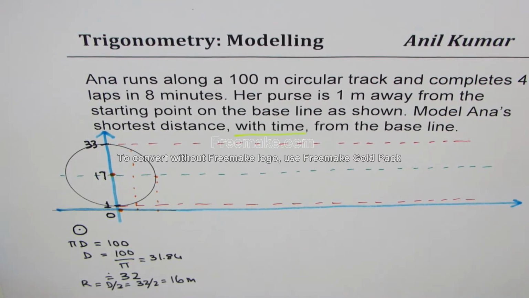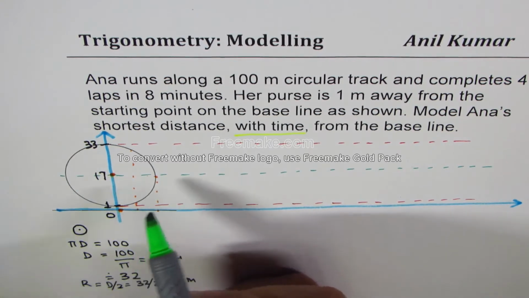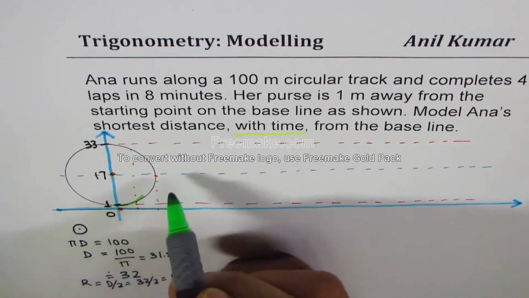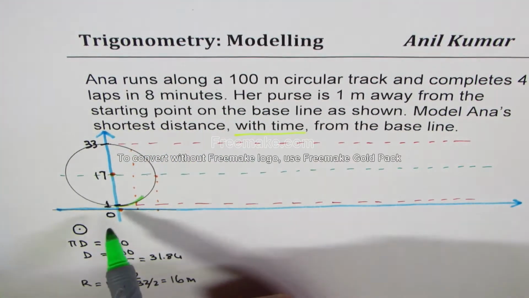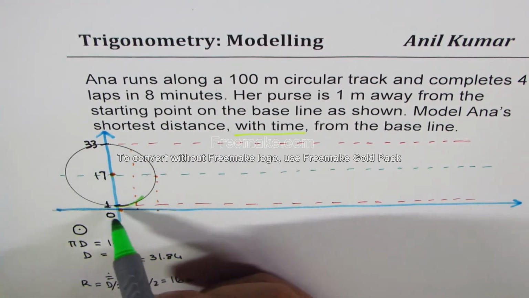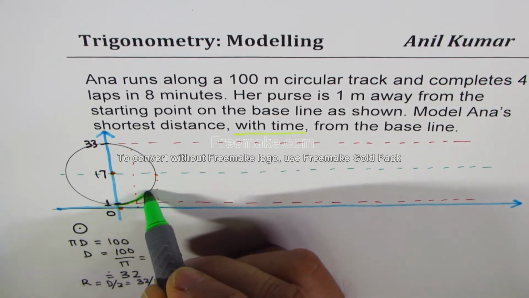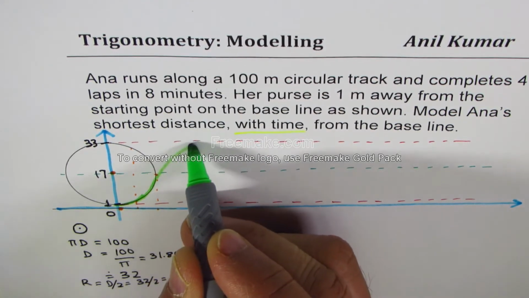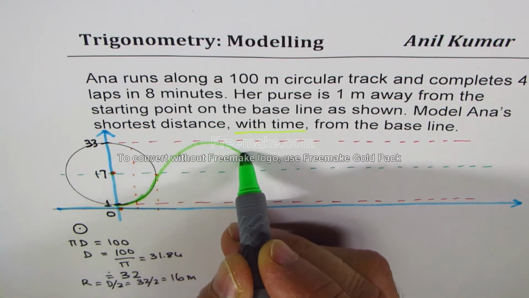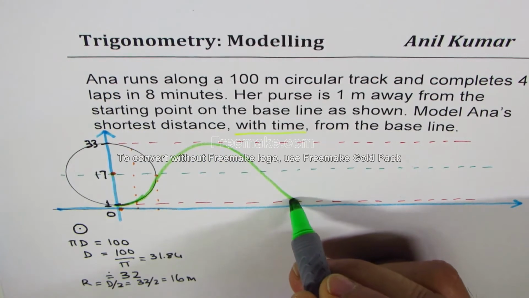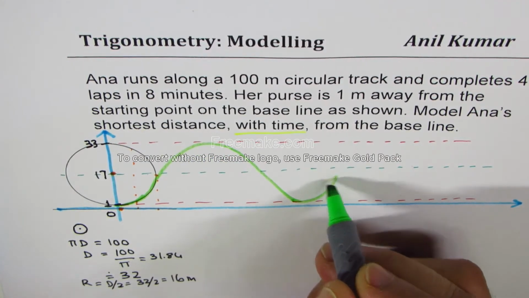Remember that. Okay. Now, let's trace the path. And we are assuming she's running counterclockwise, which is considered positive for most trigonometric functions. So we'll assume that. So the path could be kind of like this and then like this. Is it okay? Time is along the independent axis, and so, kind of like this. Let's go.